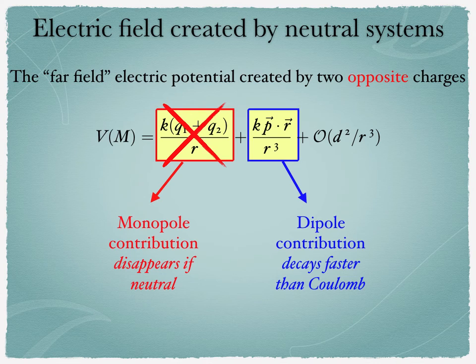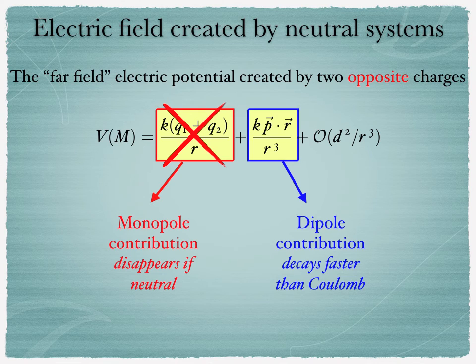So if you have a dipole, plus and minus, where the charges compensate in terms of total charge, you can still get an electric potential due to the dipole. The other terms that are of higher order, we won't look at. They decay even faster than the dipole contribution, and we'll discard them for the time being.